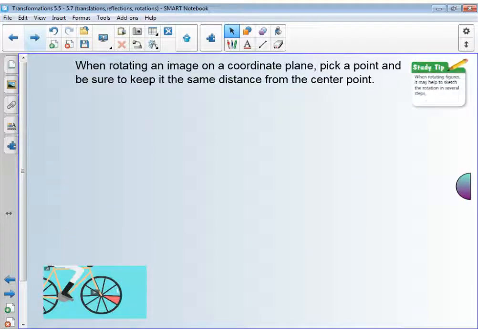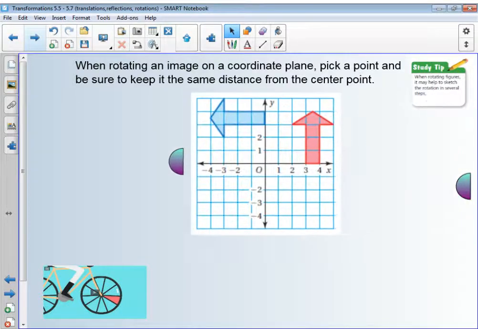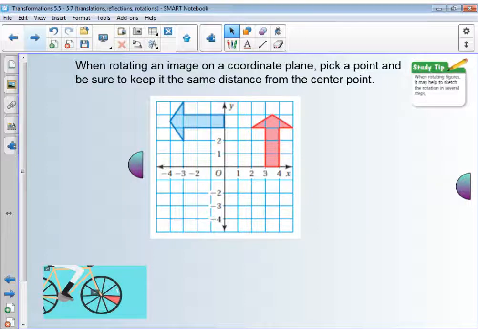So what we're going to be doing is working with understanding when we come across a rotation. When I assess you on rotations, I will be giving you images and asking you to identify whether or not a rotation has occurred. So we're going to practice that concept right now. Here I have a coordinate plane and I've got two arrows.